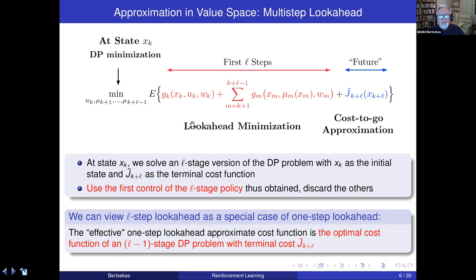So we could ignore multi-step look-ahead because it's really the same as one-step look-ahead. But there are some issues associated with using multiple stages and the benefits that one may obtain by using such a structure. Are there any questions here?